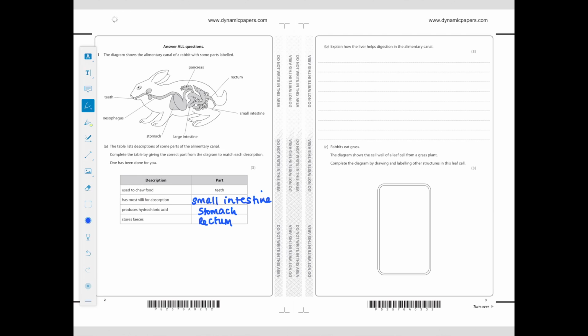Explain how the liver helps digestion in the alimentary canal. So here it's easier than it sounds. You just need to try and remember a substance which is produced by the liver, and that is bile. So bile is made by the liver. It has two jobs, remember. One of those is that it emulsifies.